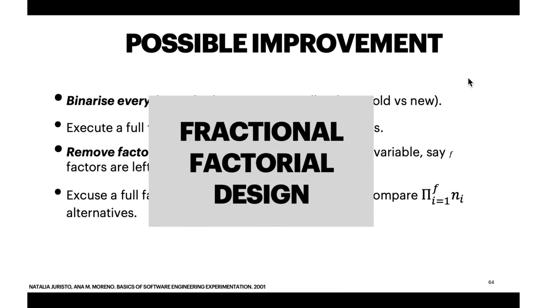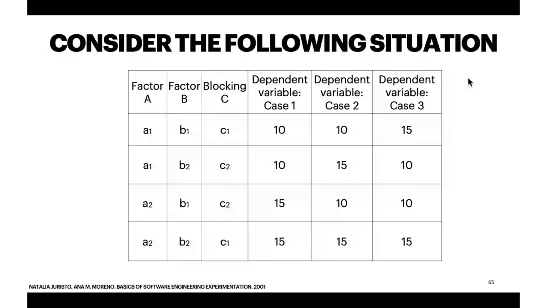So the question is, what do you know about your domain before designing your experiment? Just to explain this idea of interactions, let us consider the following situation. Here we have two independent variables, so two factors, A and B, and we have a blocking variable C. And let us, for the sake of simplicity, assume that we have three cases with a dependent variable producing values of 10 and 15 in every case. Let us start with case 1.